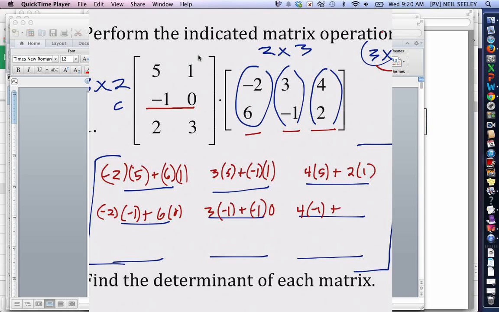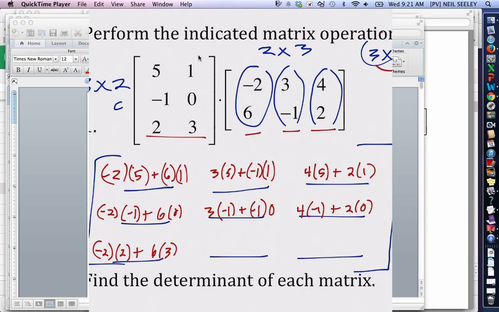And then 2 times 0. There. And then at the bottom, guess what? We're going to deal with the bottom pair down here. So that's negative 2 times negative 2. So there's that negative 2 again. I'm sorry, times positive 2 plus 6 times 3. That'll give me that result.